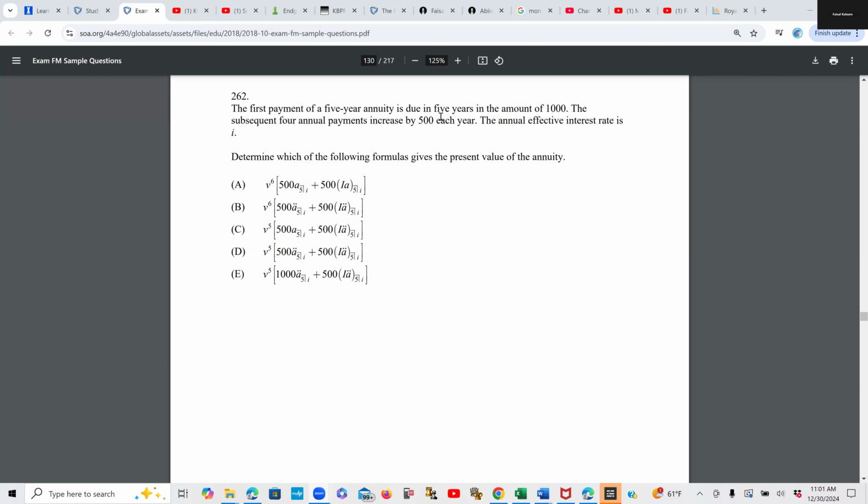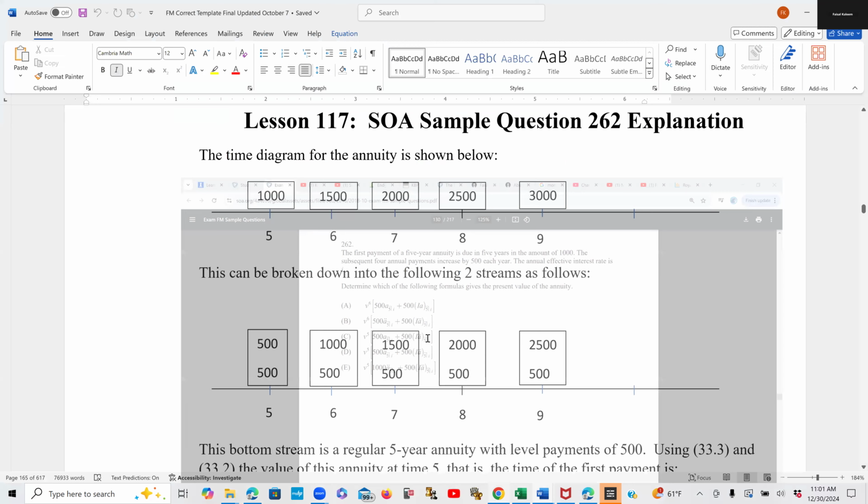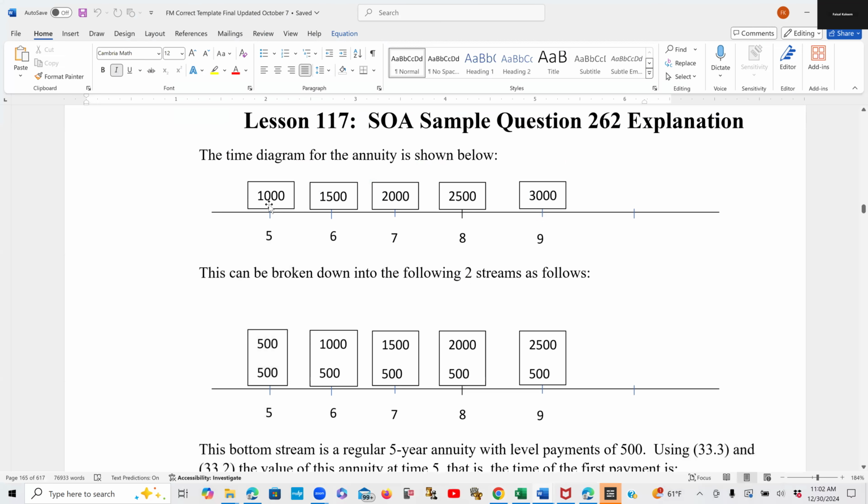So the first payment happens at time 5. It's due in 5 years, and the first payment is 1,000, and then the payments keep increasing by 500, and there are 5 total payments. So the time diagram would be: first payment of 1,000 at time 5, then 1,500 at time 6, then 2,000 at time 7, 2,500 at time 8, and 3,000 at time 9.